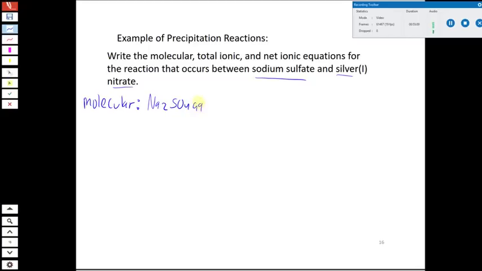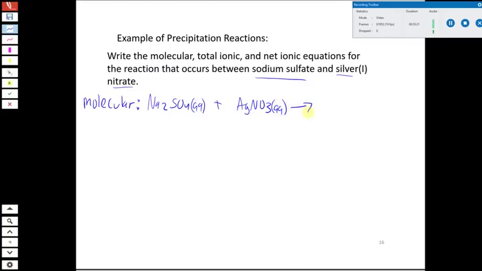We always sort of assume, if not told otherwise, that our initial reactants are dissolved aqueous compounds. Sodium compounds are always soluble, so we can write that as aqueous. Our second reactant is silver nitrate. We just saw that, AgNO3. Nitrates are always soluble, so we'll put an AQ there as well. And then we have to think about the products.